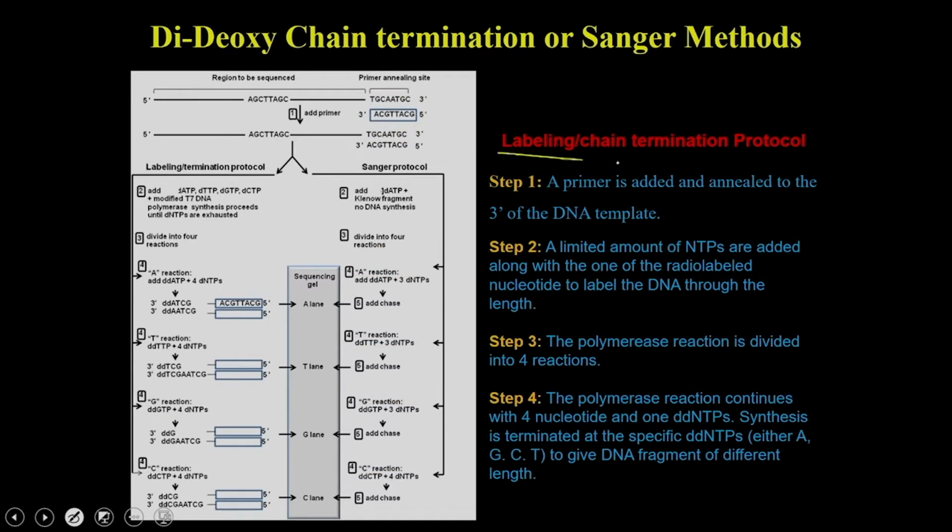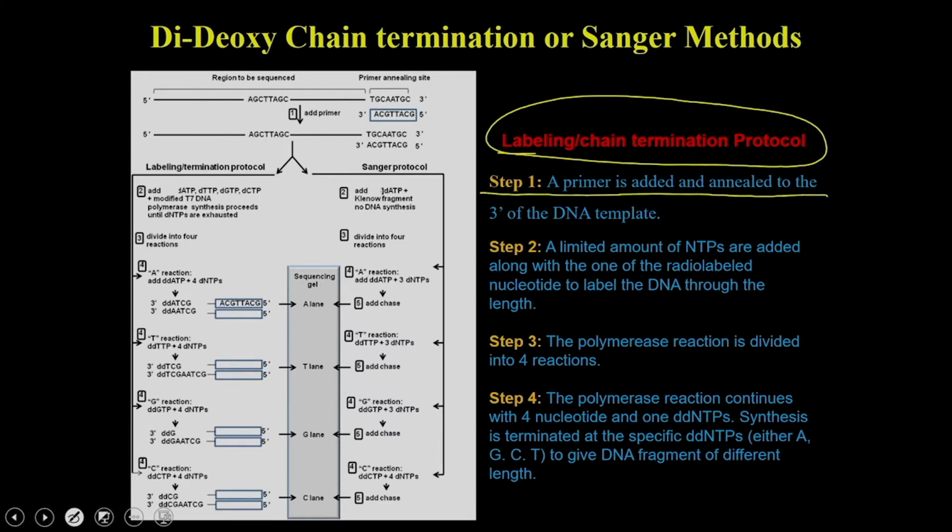Apart from that, you can also do another protocol which is called the labeling and termination protocol. What you have seen just now is the original protocol developed by Sanger, but in this modified protocol you are doing labeling as well as termination. In this one, step 1 remains the same: you anneal a primer to the 3' end of the DNA.